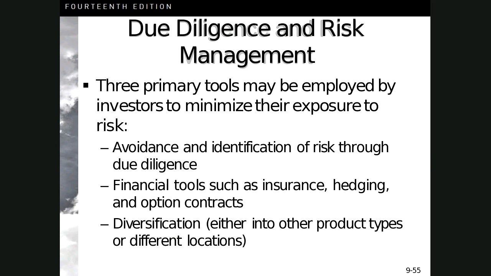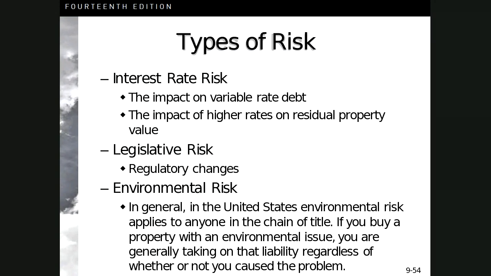Okay, so let's talk just slightly about due diligence. There are three primary tools that may be employed by investors to minimize their exposure to risk. First of all, try to always avoid the risk and identify it through due diligence. So find out through all these parts: is there a potential regulatory change? Is there a potential zoning change that forbids you from doing this anymore? What is the interest rate impact looking out there?